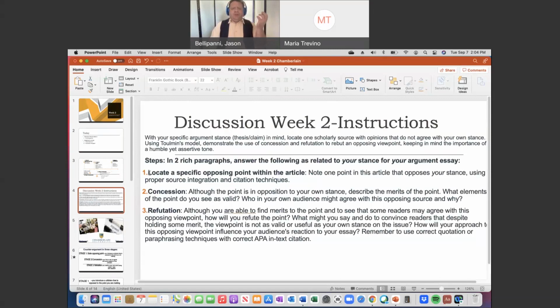Meaning, the first thing you do is try to find an opposing point within the article. You don't actually need to find a whole article that opposes your view, right? You can just look in one of your articles that talks about your subject, or whatever it is you're supporting or arguing, and in there will be somebody bringing up an opposing point. You want to find that, and if you could pull a quote, that would be the best thing. But anyway, you're trying to look for an opposing point.